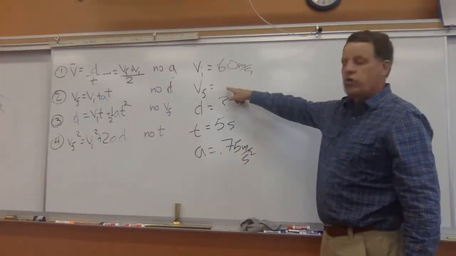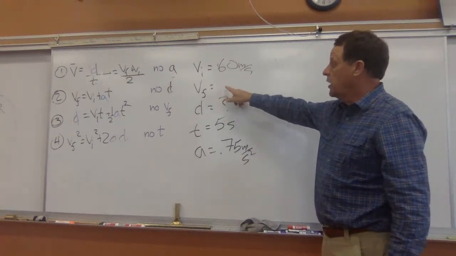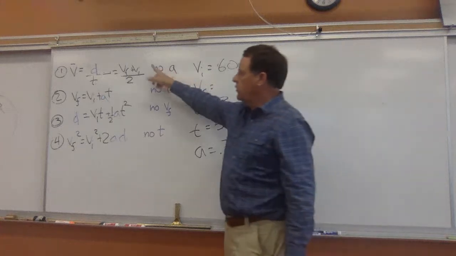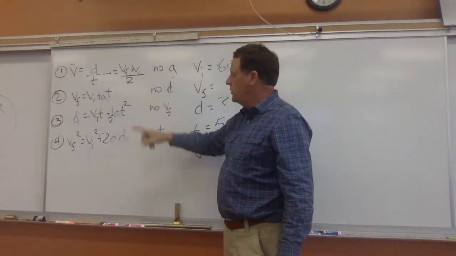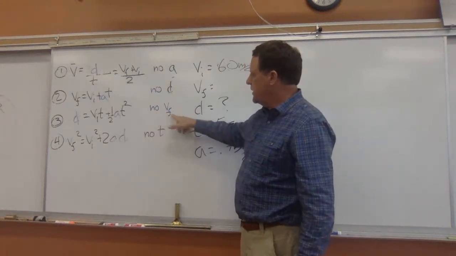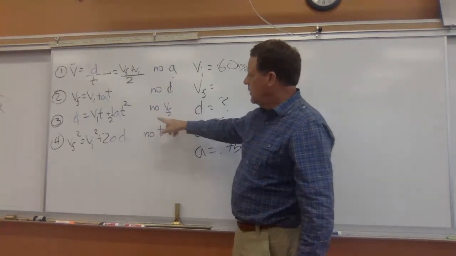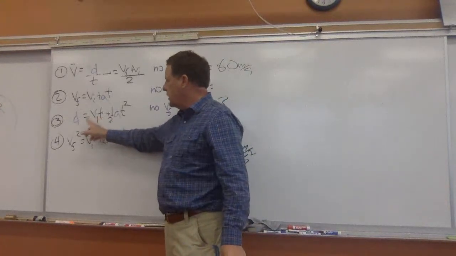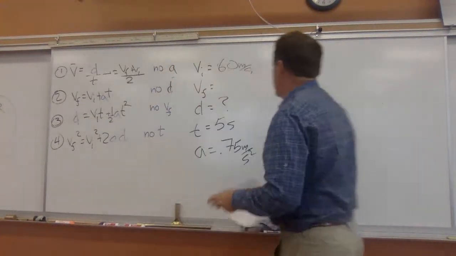So notice here that we are not given anything about V final, so we can't use equations 1, 2, or 4. We can even see here in equation 3, that does not give us V final. We know acceleration, we know the initial velocity, we know time, and now we can calculate distance.